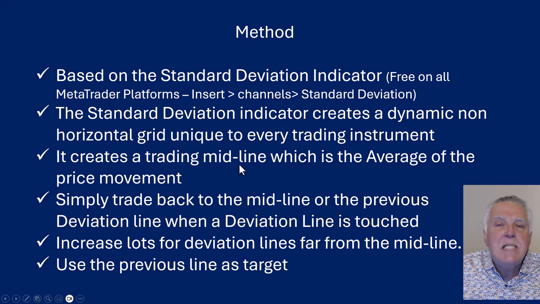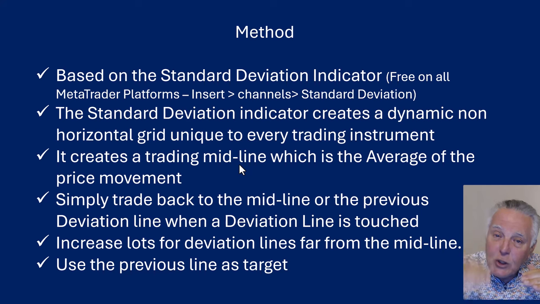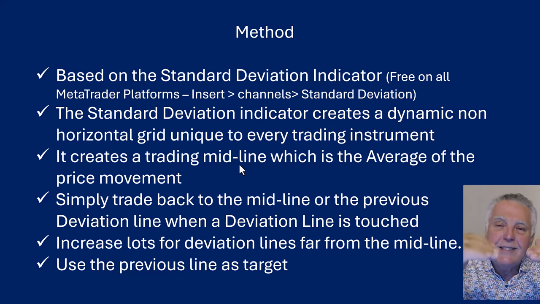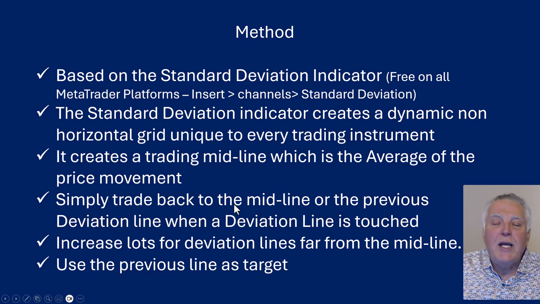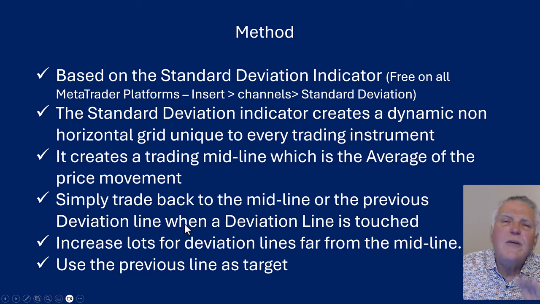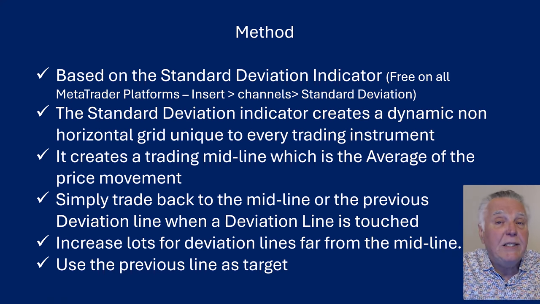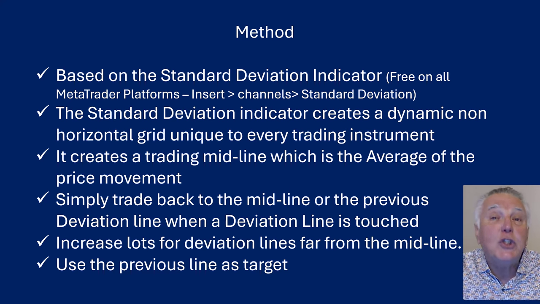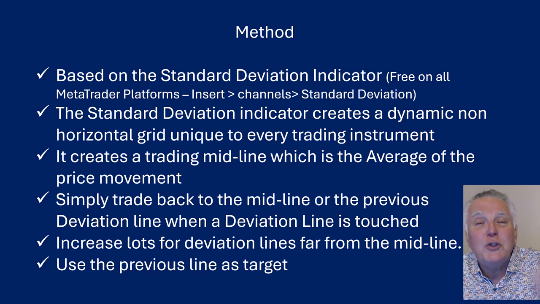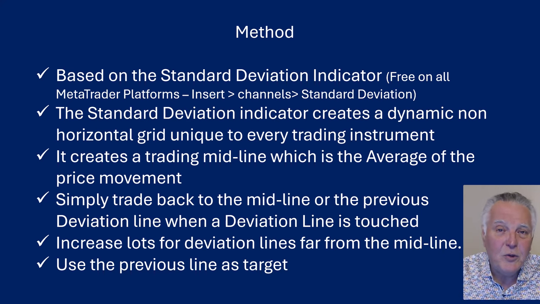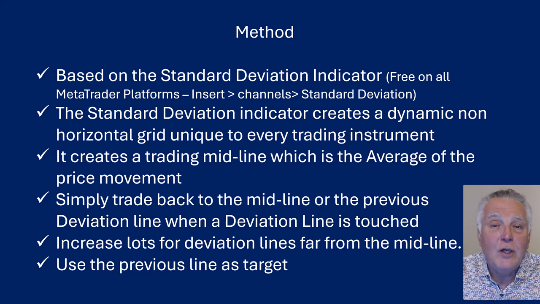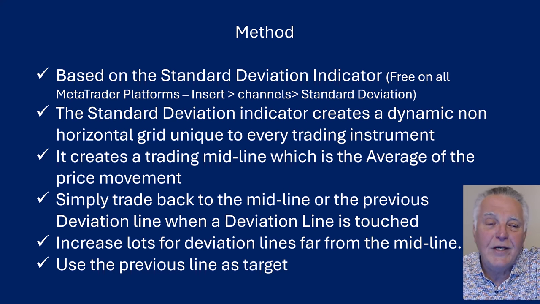It then creates a midline, which I said is the most important part because that is the target for the first trades. The target for the second trades is the first line. So it automatically creates a target system. The next point is to simply trade back to the midline or the previous deviation line. It's a very simple, easy system. As you've seen, we increase lots for deviation lines that are far from the midline, because the probability of it moving back toward the midline is even stronger when they've gone so far away. There is a good chance that they don't even have to go to the midline. They only have to go to the next line for you to cash in positively. So you can increase your lot sizing there, and then you always use the previous line as your target. The first deviation will use the midline as its target. The second deviation will use the first line as a target.